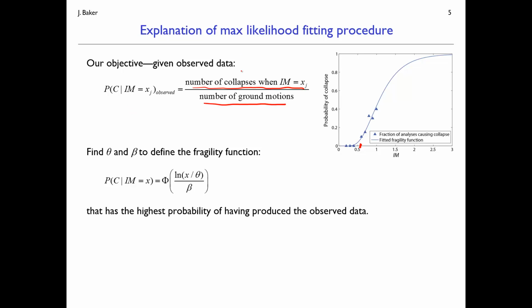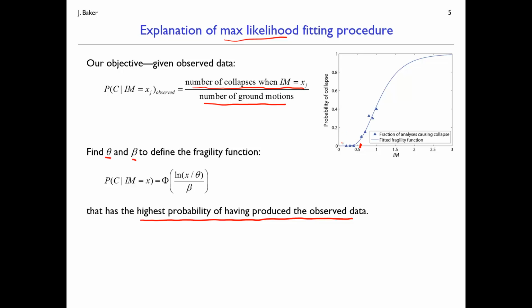Okay, so I've got data of that type, and what I'd like to do, remember, is my parameter estimation. So I want to find my theta and my beta parameters to plug into this fragility function so that I can get a fragility function, like that continuous line in the plot, that's consistent with my data. And the principle of maximum likelihood says we're going to find the theta and the beta that have the highest probability of having produced the observed data.